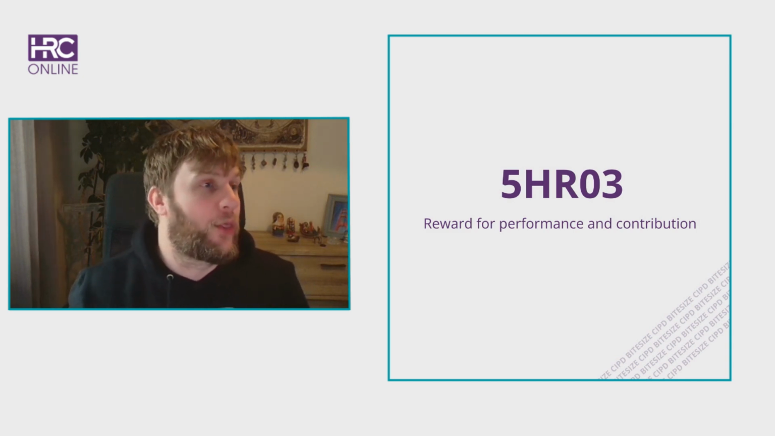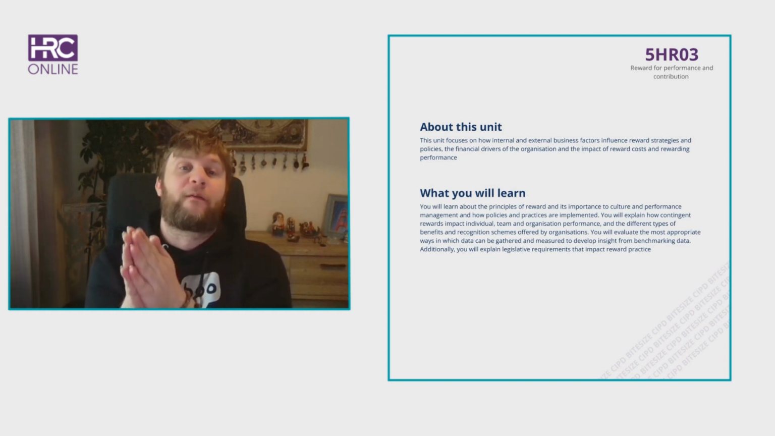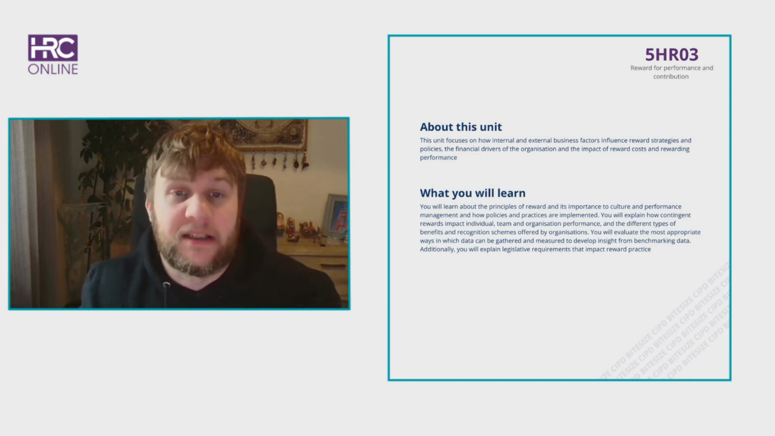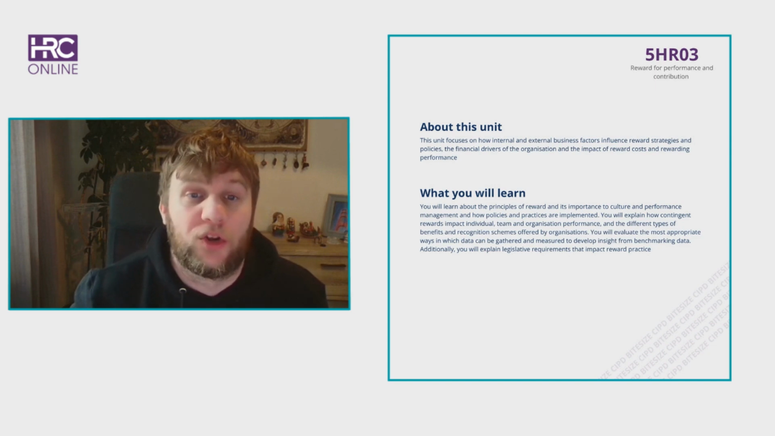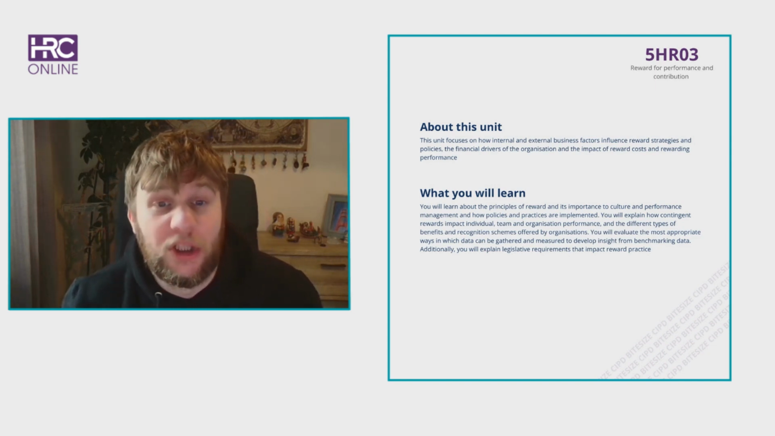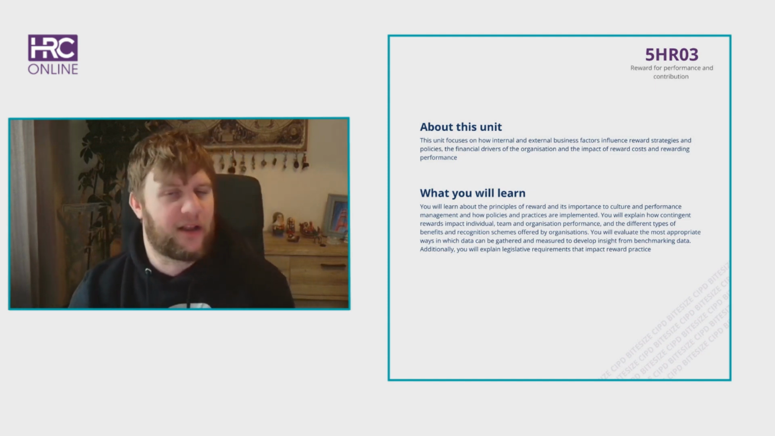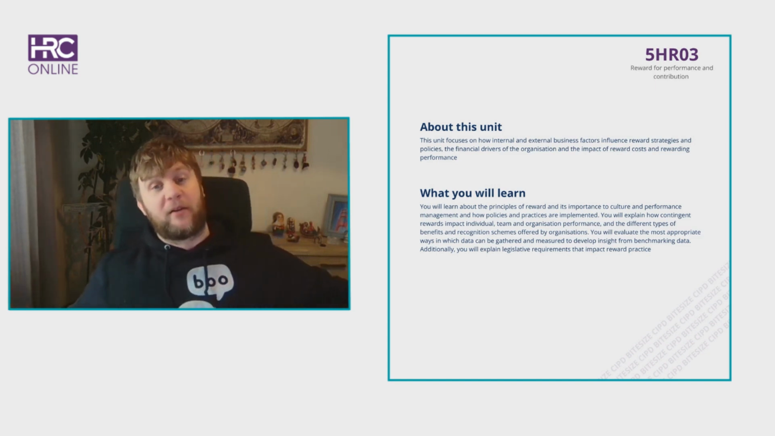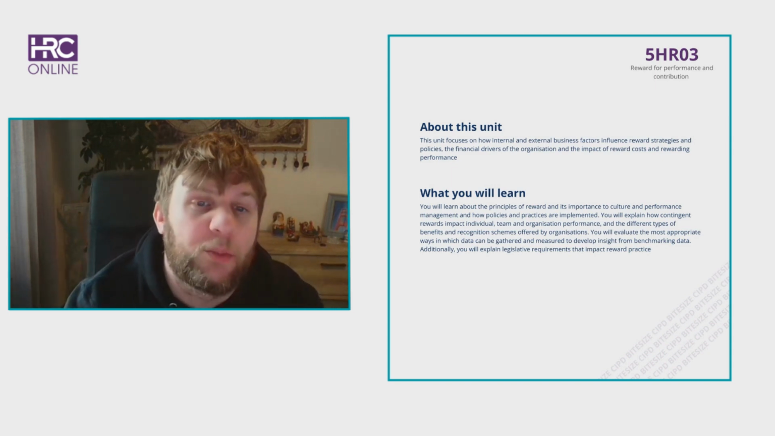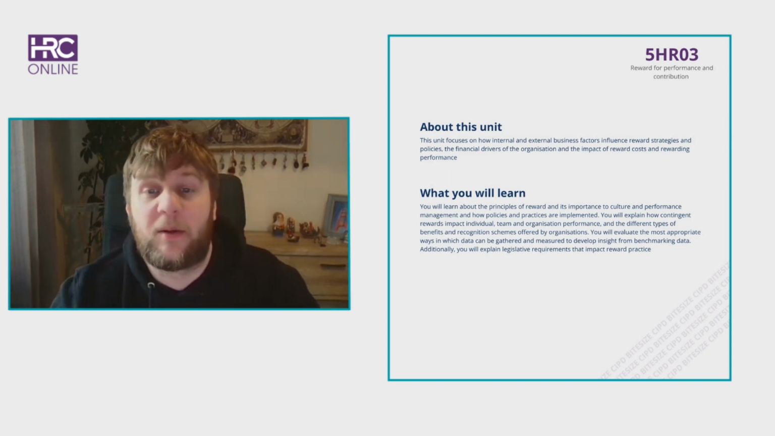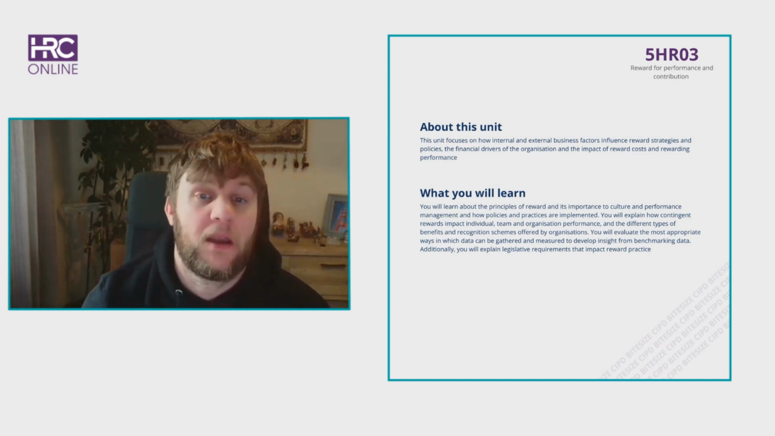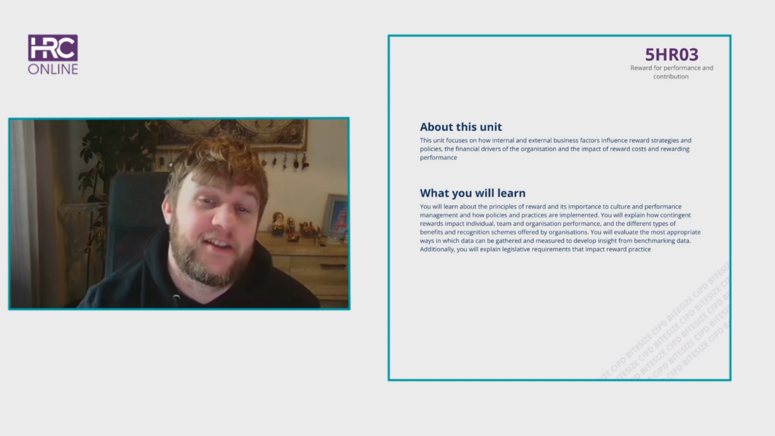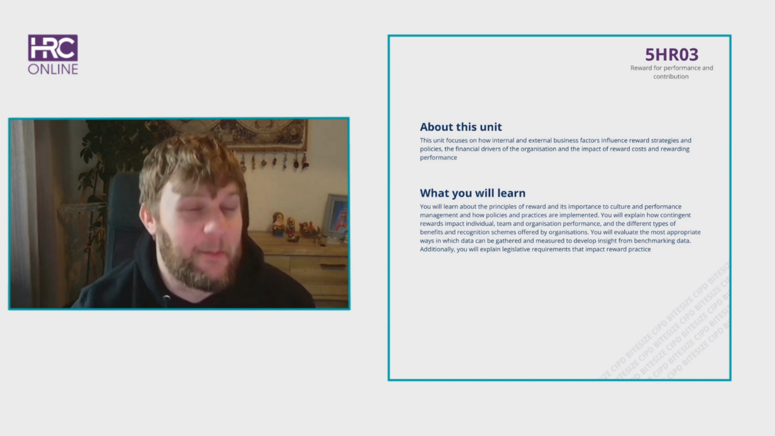Now, 5HR03 as a unit, they say, focuses on how internal and external business factors influence reward strategies, about policy, financial drivers, organizations, and the impact of reward costs in rewarding performance. What you'll learn is about the principles of reward, its importance to culture and performance management, and how policies and practice are implemented. You will explain how contingent rewards impact individual, team, and organizational performance, all different types of benefit and recognition schemes offered by organizations. You will evaluate the most appropriate ways in which data can be gathered and measured to develop insight from benchmarking data. Additionally, you will explain legislative requirements that impact reward practice.